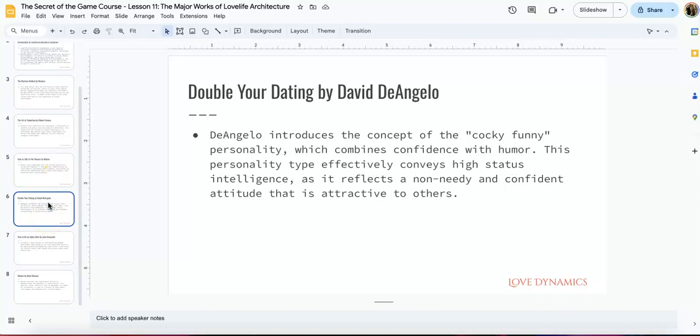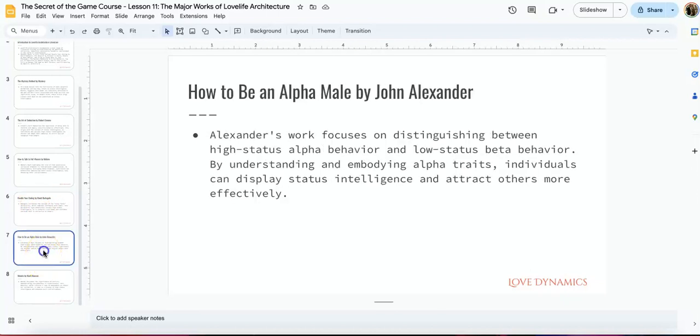Double Your Dating, absolutely a pioneer by David D'Angelo. David D'Angelo introduces the concept of cocky, funny personality, which a lot of this stuff is based off of and grown from. It combines confidence with humor and the personality type that effectively conveys high status, that challenging personality type with the attraction algorithm, with flirts, with that push-pull cycle or dynamic, and conveys non-neediness and an attitude of confidence that's attractive to others to induce that feeling into her and thus become high status relative to her.